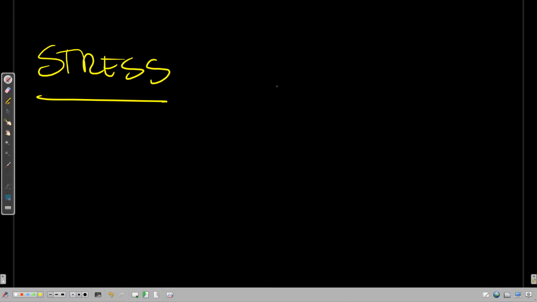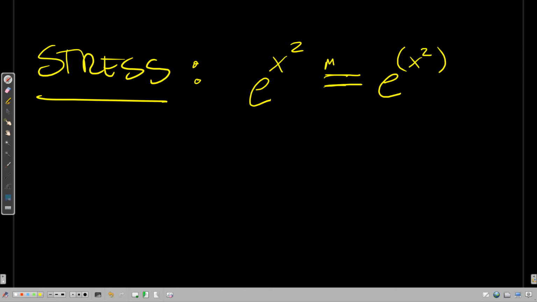All right, I also want to stress to you that stuff like this, e to the x squared, right? I didn't put any parentheses. This explicitly means e to an exponent whose exponent is x squared. This is what it means.